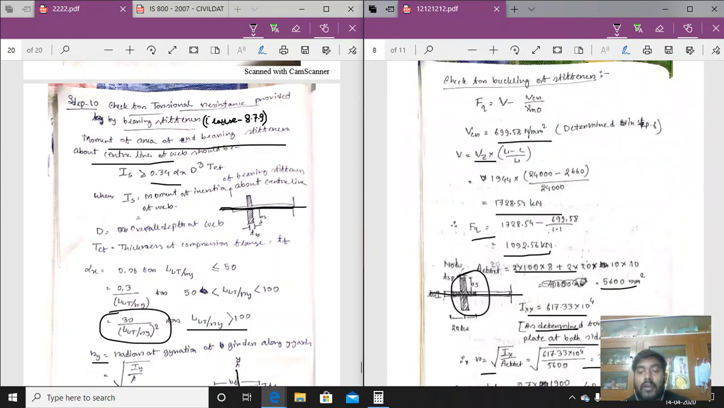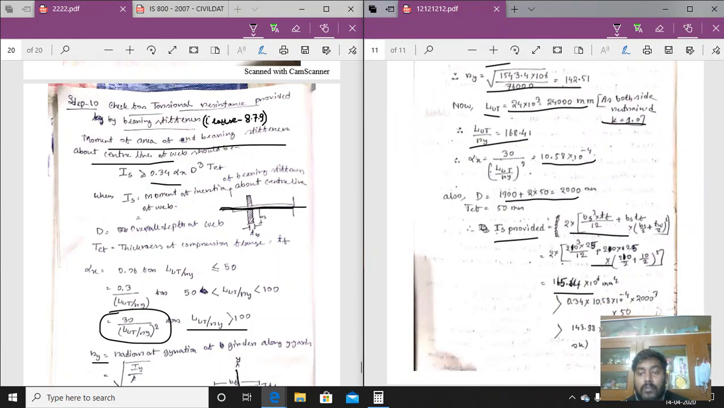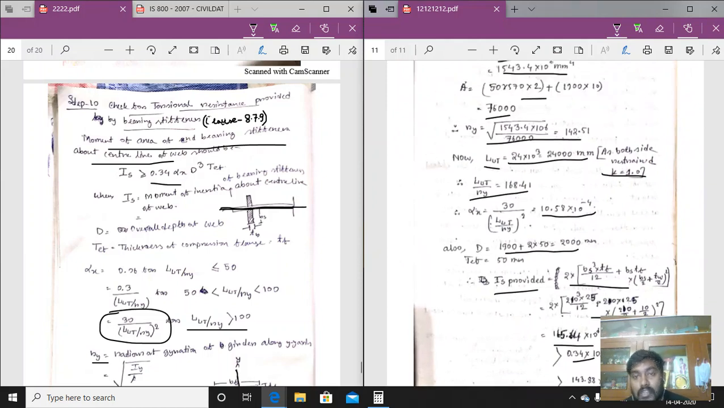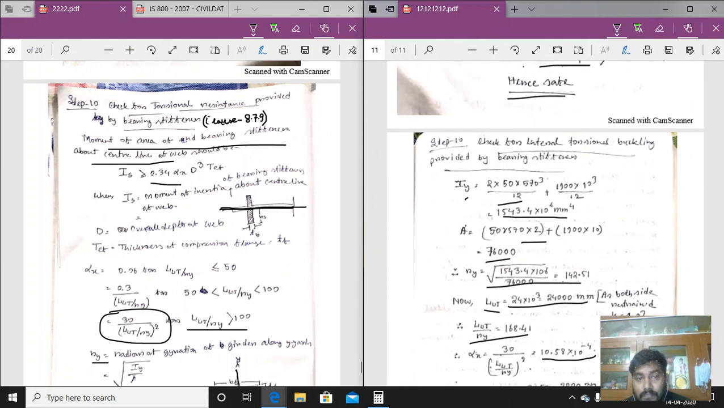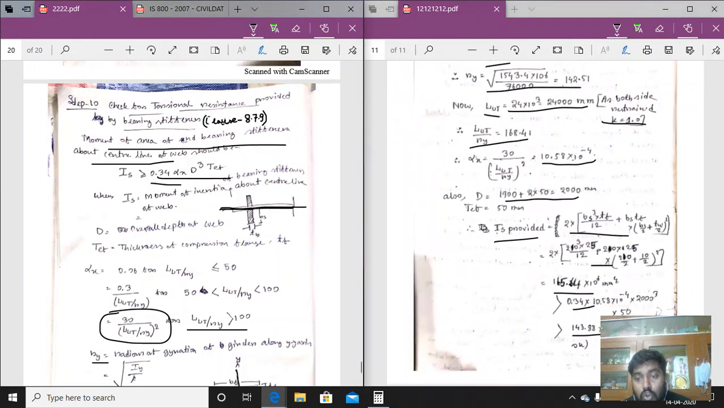So putting the value here, 165.64, the same value, it is greater than 143.88. Putting all the values in this formula, we are getting the value here also. So the torsional criteria is also satisfied. So this is the end of the design criteria. So in the total design example, we have seen how the math is done.